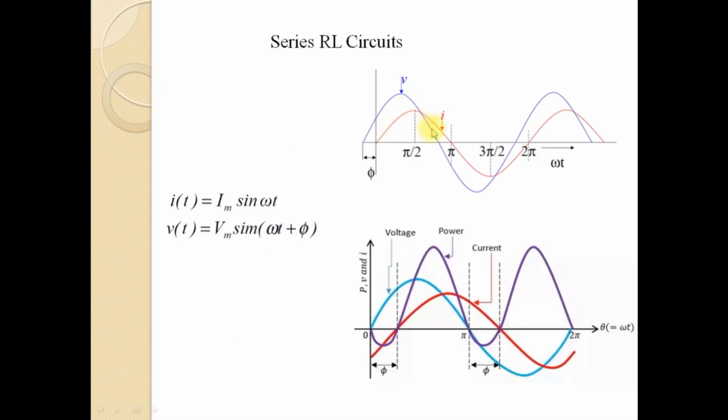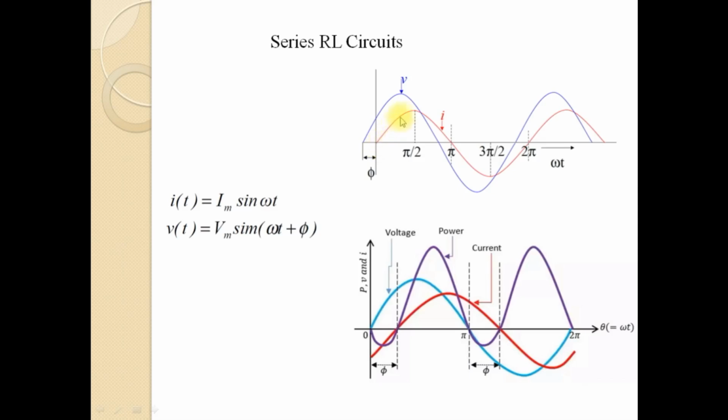Now you examine the variation of the voltage, current and power waveforms. These are the variations. Here you can see that in this case we have taken the current as reference, so it is represented as i(t) is equal to Im sin omega t, and the voltage is leading with respect to the current by an angle phi.